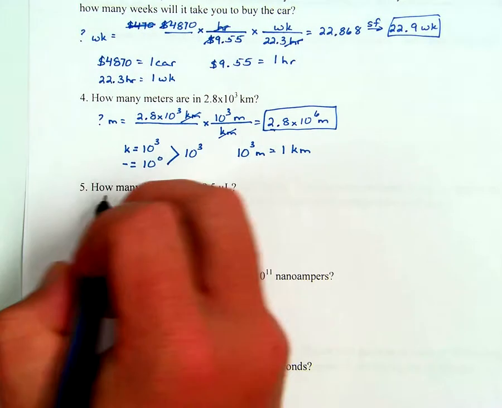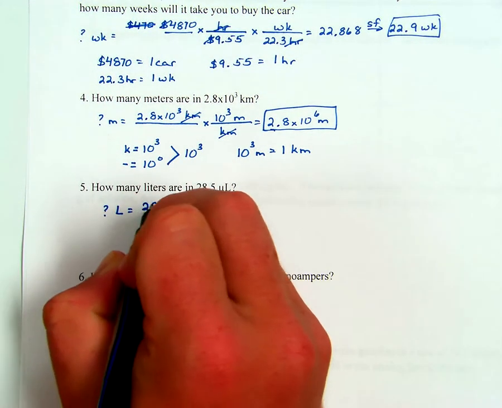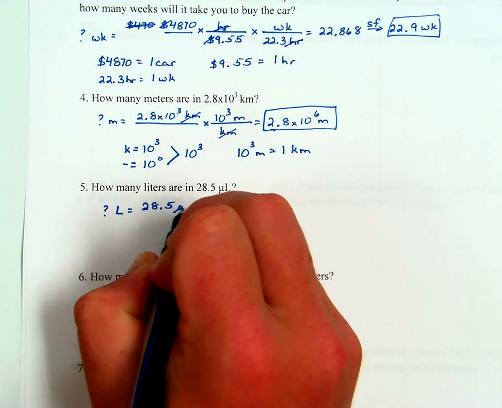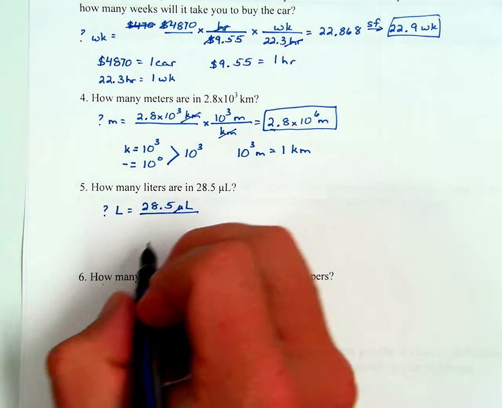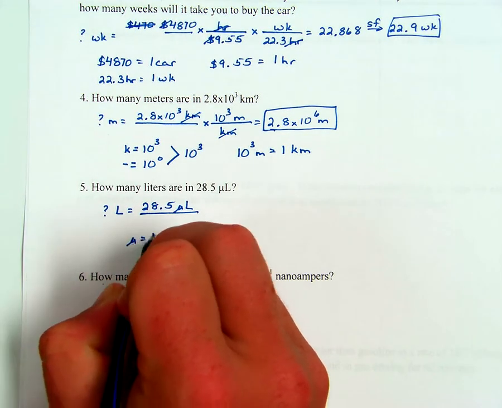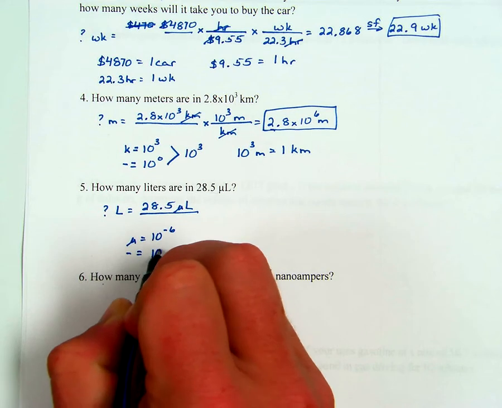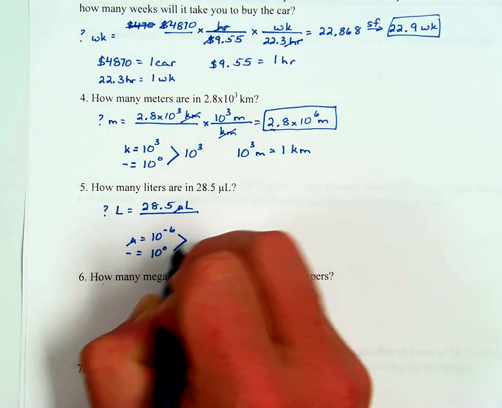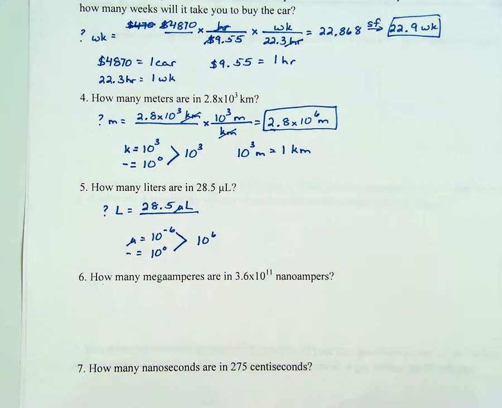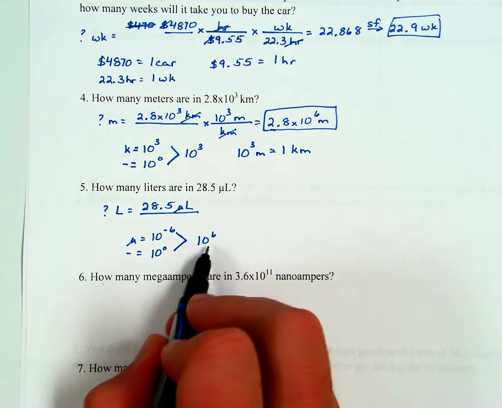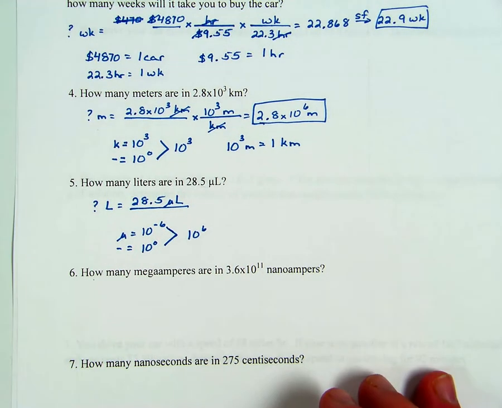Similar story here on number 5. We're asked how many liters are in 28.5 microliters. So again, I'll ask myself, what do these prefixes mean? Micro, as we know, is 10 to the negative 6th, and there is no prefix in front of liter, so that's 10 to the 0. How many powers of 10 separate the two? There are 6 powers of 10 between them. Notice it's not negative 6, there are 6 powers of 10 between 10 to the negative 6th and 10 to the 0.